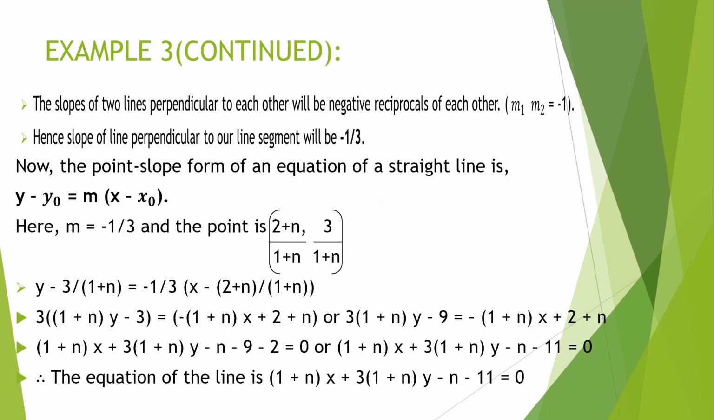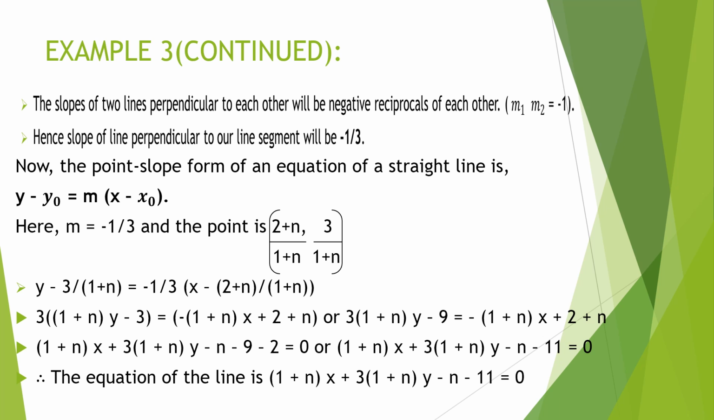Now the next concept which we are going to use: in the previous video on slopes of a line, we had seen that if two lines are perpendicular, then their slopes will be negative reciprocal of each other. So if the slope of the line segment joining the given 2 points is 3, then the slope of the line perpendicular to our line segment will be minus 1 upon 3. Correct?